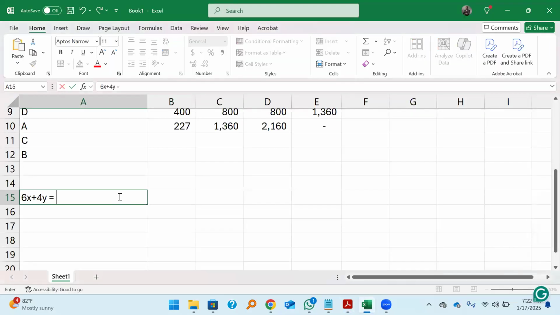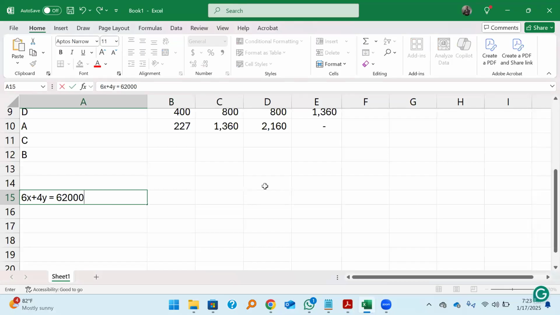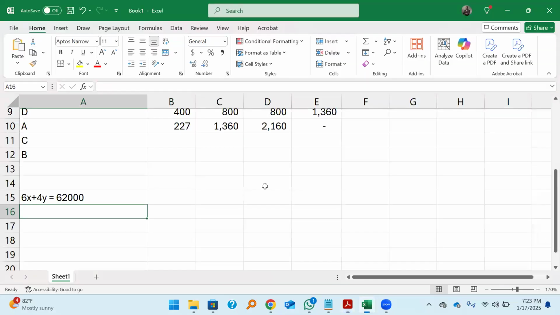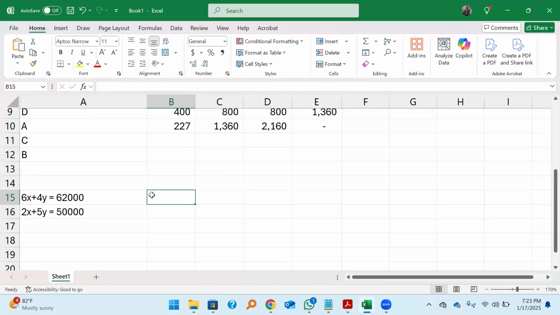Now they are inequalities, but where they cross, that's where we want. So I'm going to use equals 62,000. And the next one is going to be 2x plus 5y equal to 50,000. Now, how we solve equations of this sort is by eliminating. So if I multiply the second one by 3, I'll still have this one.